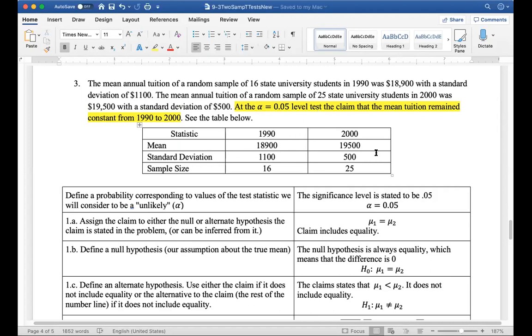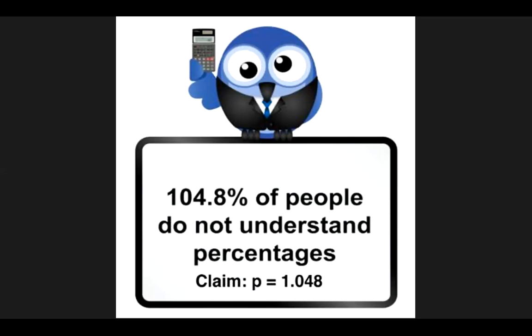So here is the data. 1990 would be the first sample, or the first population. 2000 would be the second population. So we've got 18,900, 1,100, and 16. And so let's go back to the calculator.